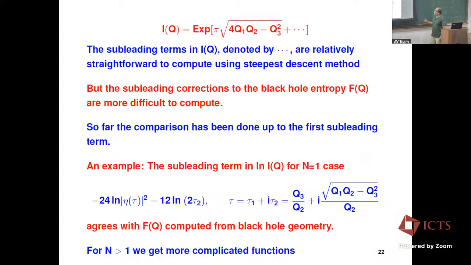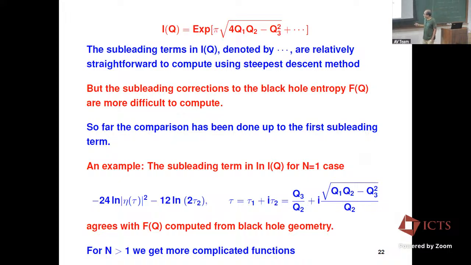So in I of q, finding these terms is relatively simple, but the subleading corrections to the black hole entropy are much more difficult to compute, because that requires a lot more work, involving string theory. But it has been done. So far, the comparison has been done up to the first subleading term, and I'll give an example of how this comparison goes. This is in the n equal to 1 case.